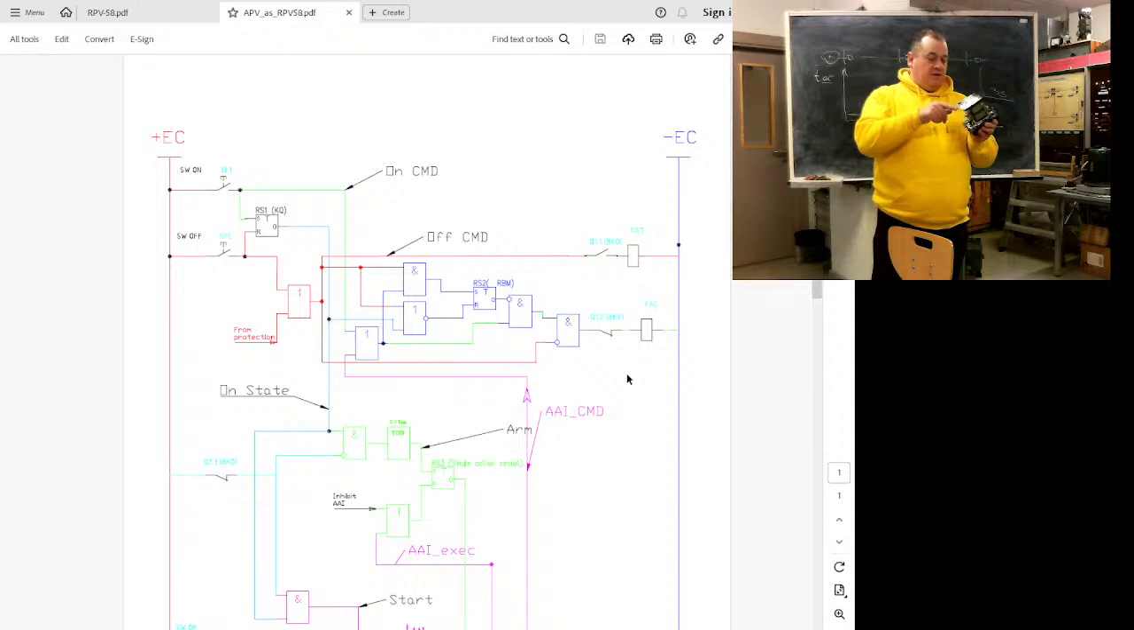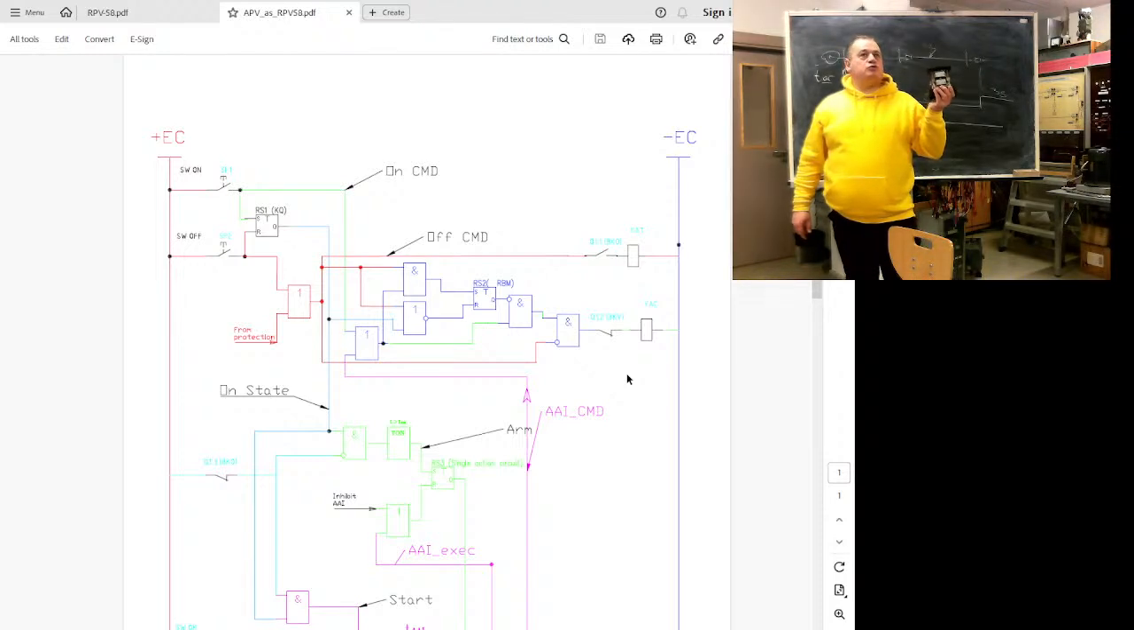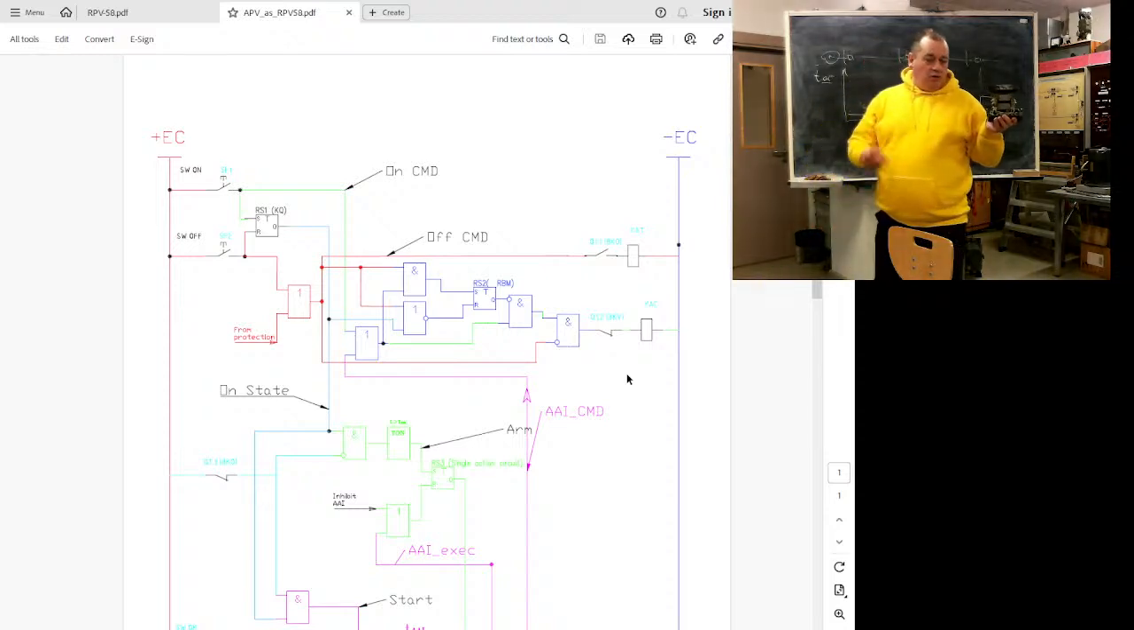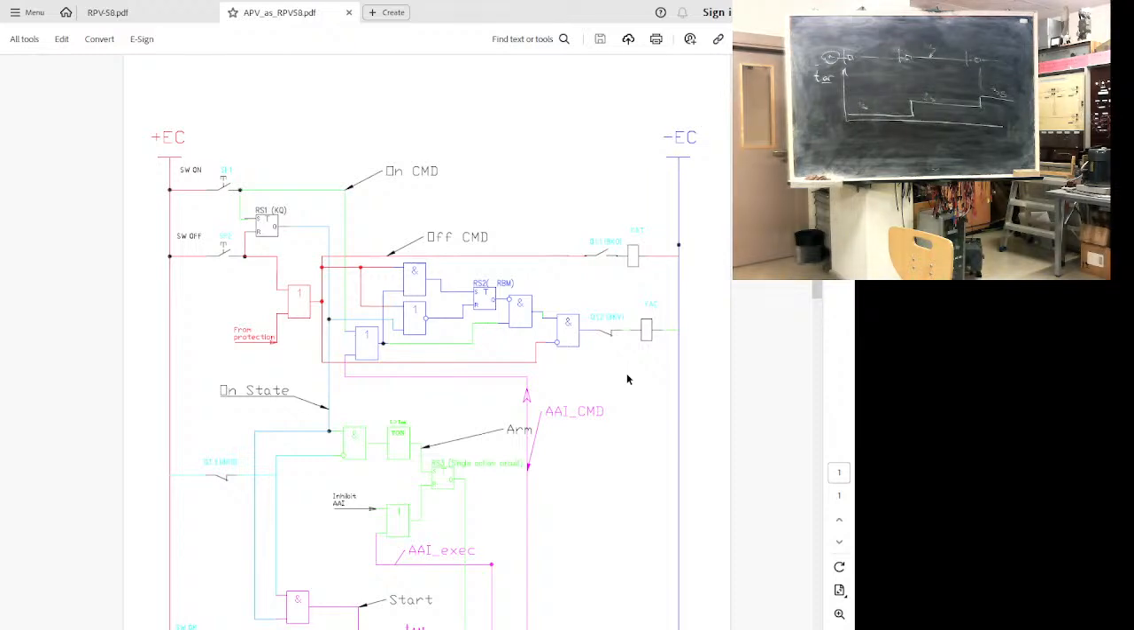Mechanical. Quick and still. This relay was used to remember the last command sent to the circuit breaker. So, on or off. Mechanical memory, electromechanical memory, for only 1 bit.